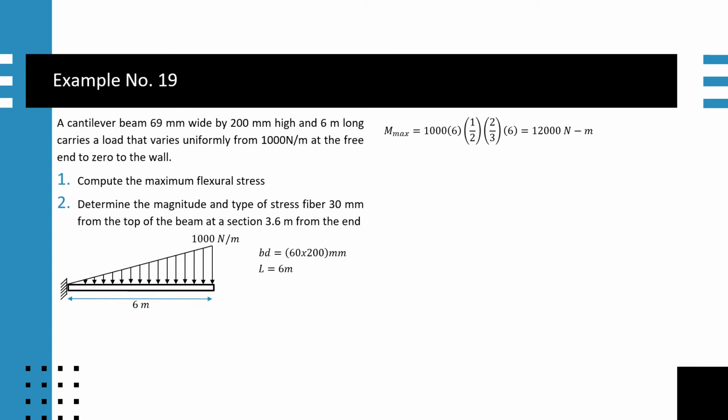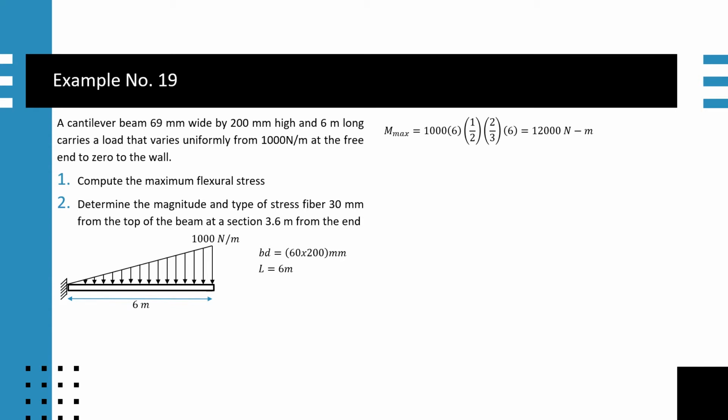Paano ba i-solve ang M max? Mag-moment ka lang sa isang end. So, dapat mag-moment ka na lang dito. Saan? Kahit saan naman. Pero dito, dahil cantilever yan, mag-moment ka sa may support. Okay? That's cantilever beam. Moment ka sa may support. And then, makikita mo dyan is 1,000 times 6 times 1/2 because kinukuha mo ang area nitong triangle na ito. Times 2/3 times 6. Bakit 2/3?